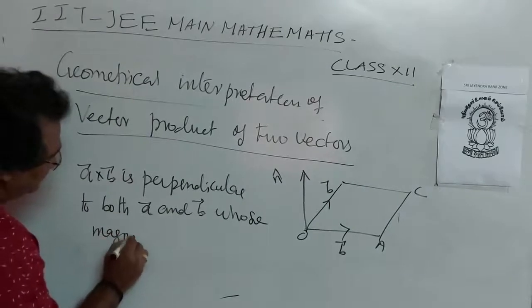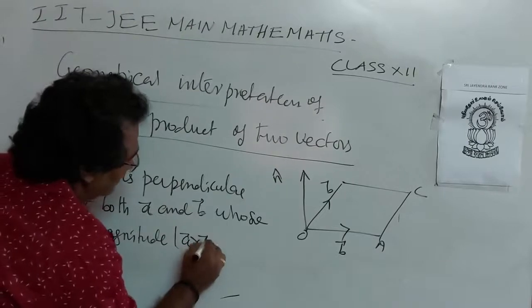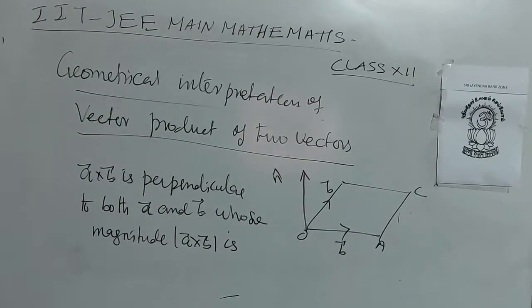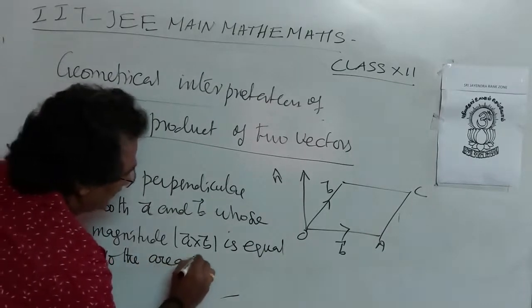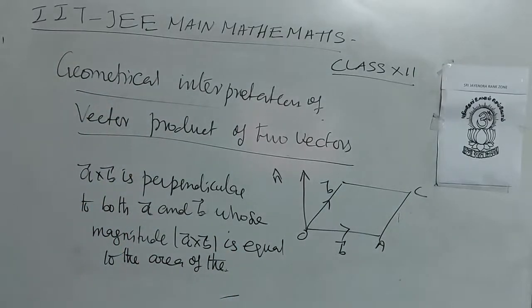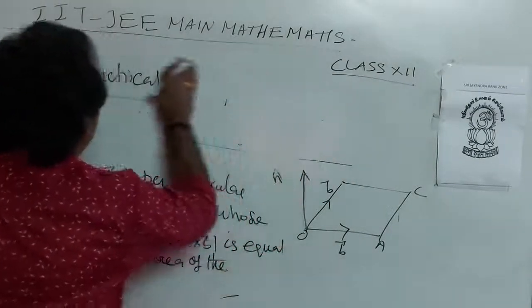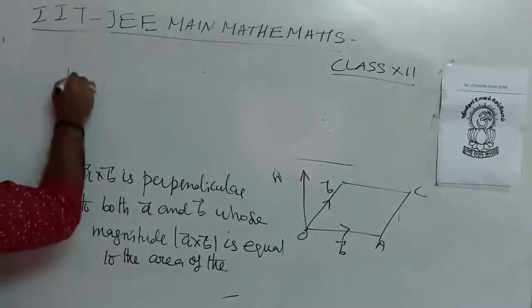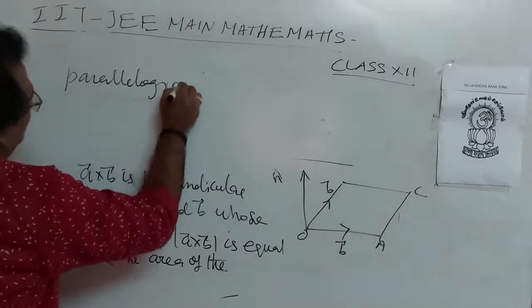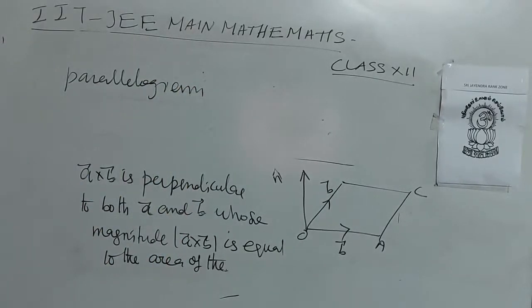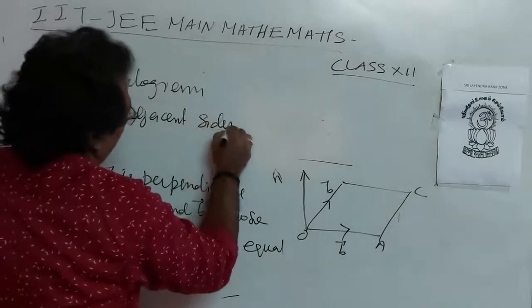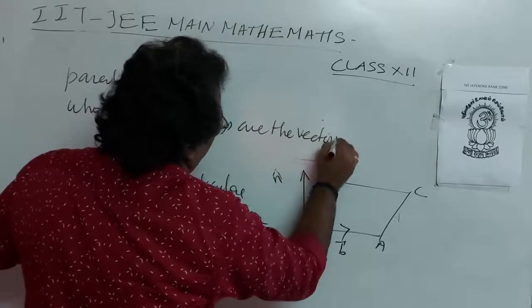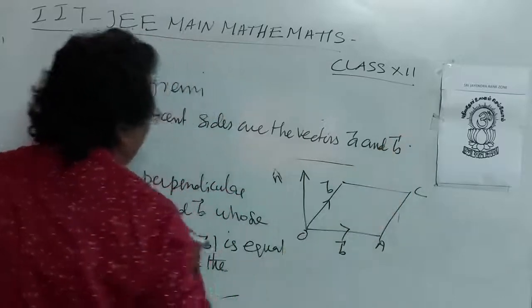Whose magnitude, modulus of A vector cross B vector, is equal to the area of the parallelogram whose adjacent sides are the vectors A vector and B vector.